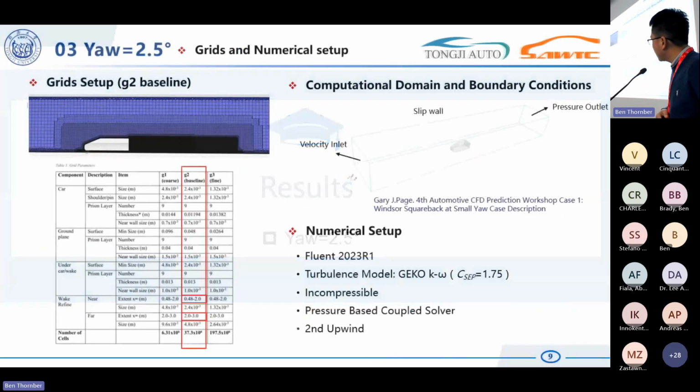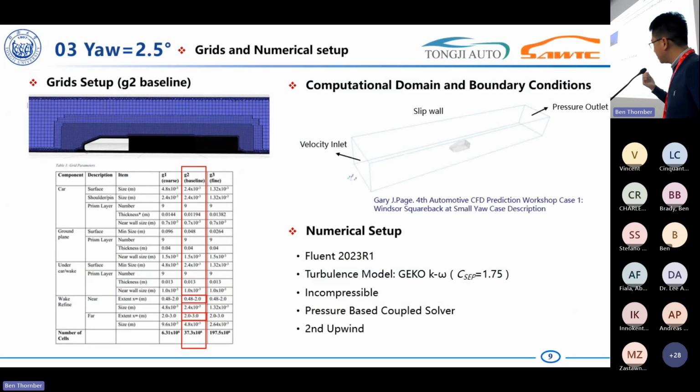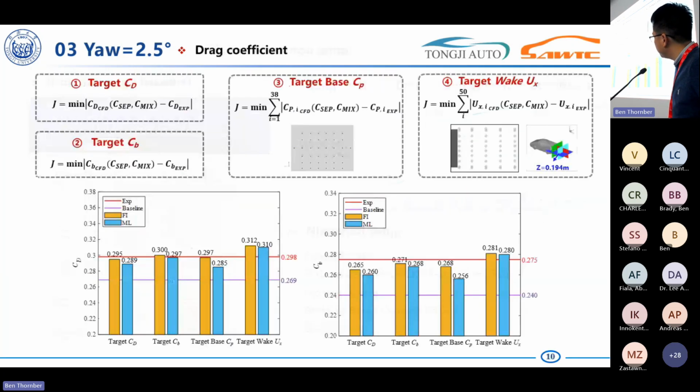Now let's look at the results. The mesh we generated is a fine mesh, similar to the G2 baseline, and we use a pressure-based coupled solver with a second-order upwind scheme.